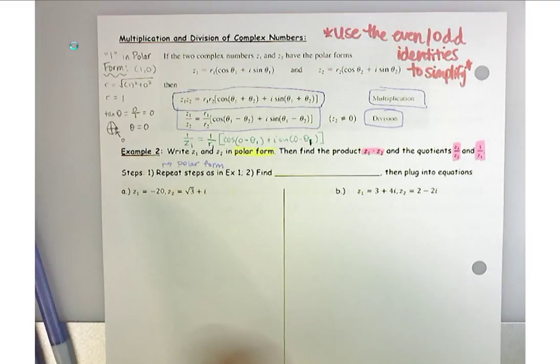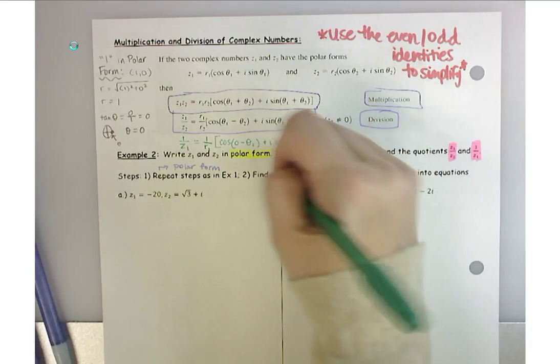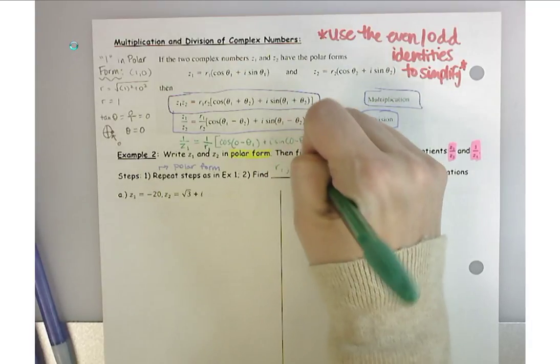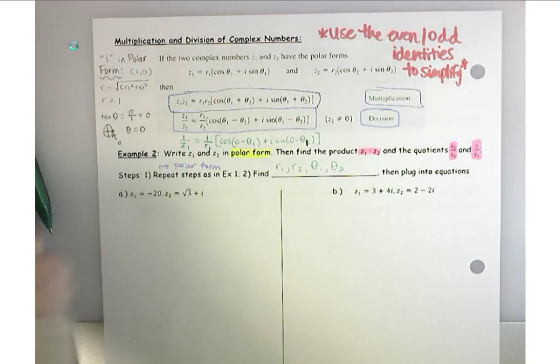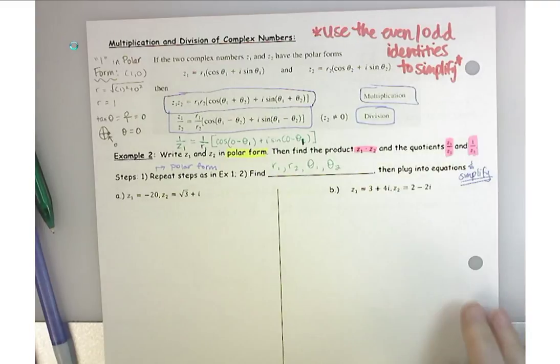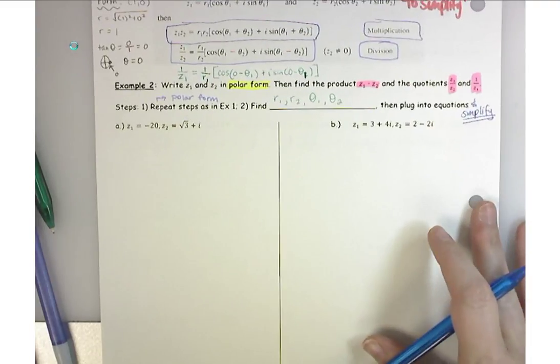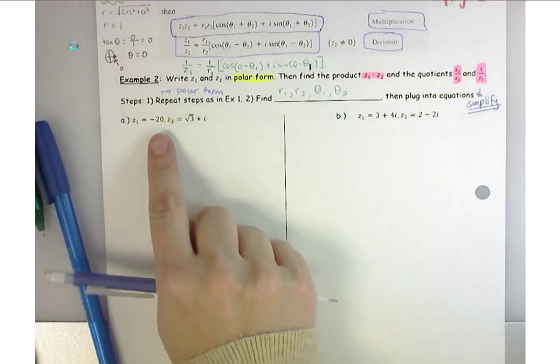Okay, so step 1, you're going to repeat the same steps that you did in example 1. Step 2, you're going to find your r sub 1, your r sub 2, your theta sub 1, and your theta sub 2. And then you're going to plug those into your equations and simplify. Those will always be in simplest form. You leave it as an equation. You're going to use the even and odd identities, and there's one other thing we're going to simplify as well. Okay, so for part A, these should actually look familiar to you.